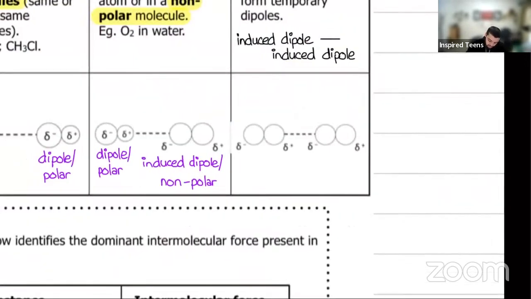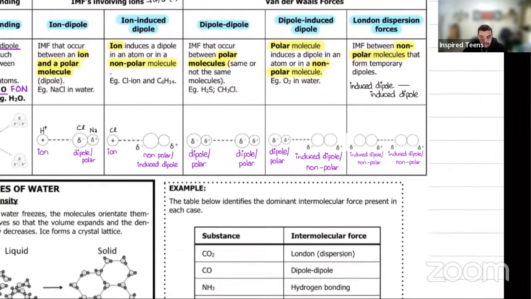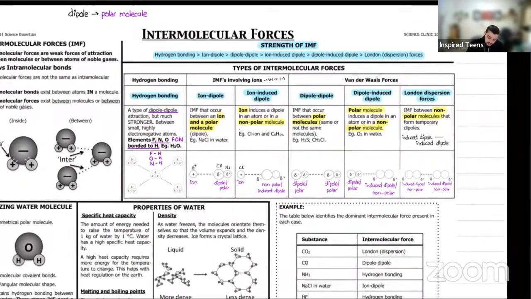Here we have, let's just copy paste because we can. An induced dipole non-polar molecule, and next to it, we have an induced dipole non-polar molecule. Together they form a London dispersion force, or an induced dipole force. And that's actually the weakest one.